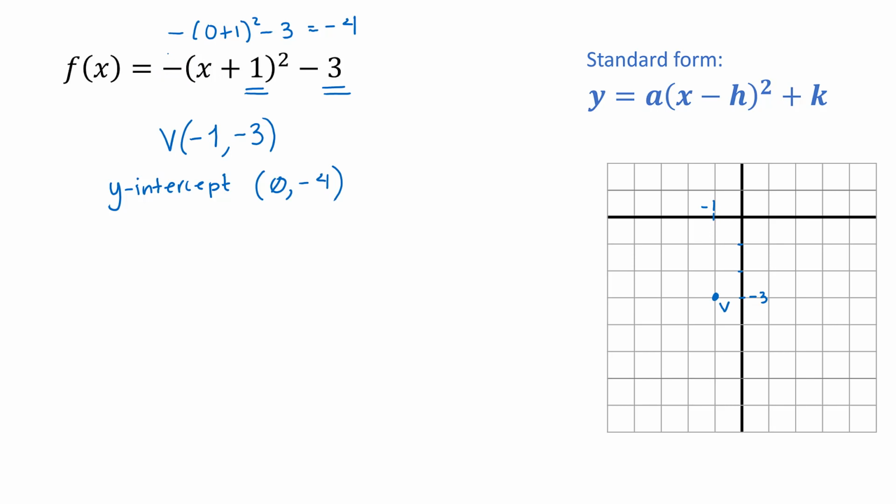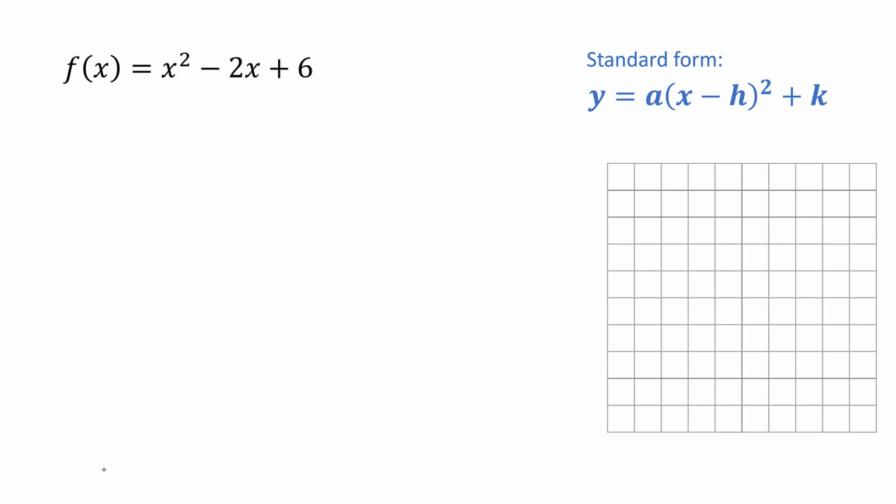Its y-intercept is 0, comma, minus 4. So 0, comma, minus 4. It's here. And since it's symmetric, we count 1 to the other side of the vertex, also in minus 4. And now we can sketch our parabola. Something like that. Let's see our last example.